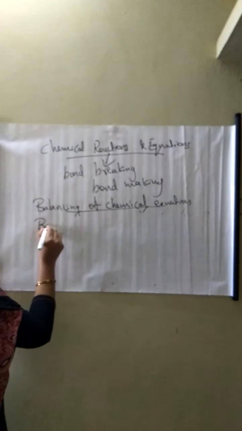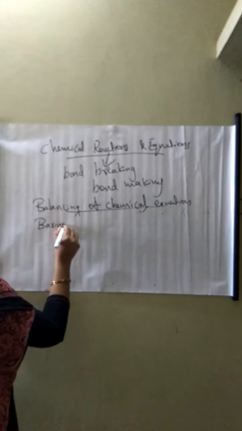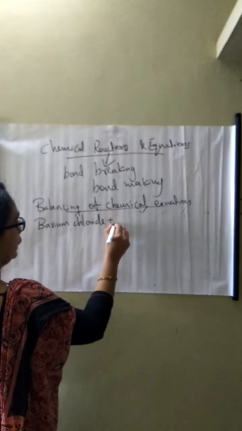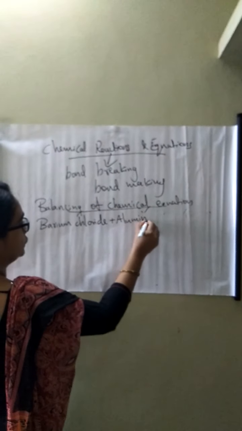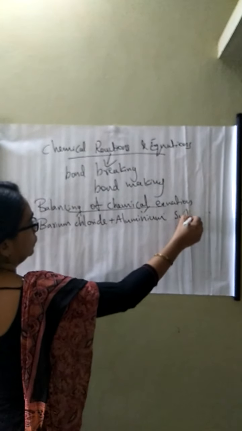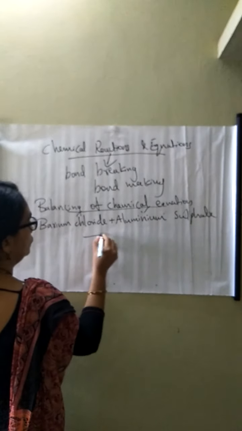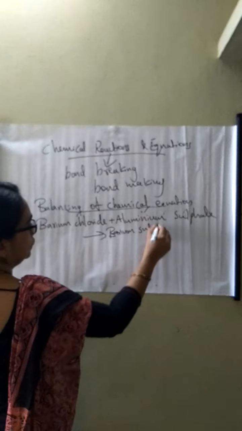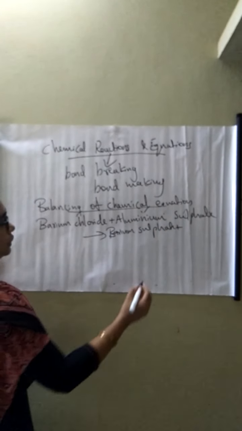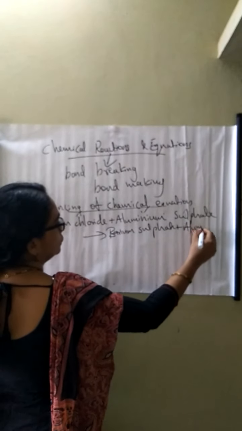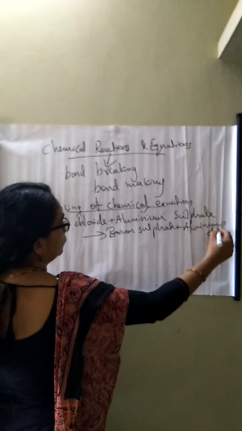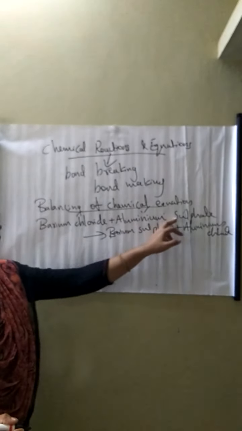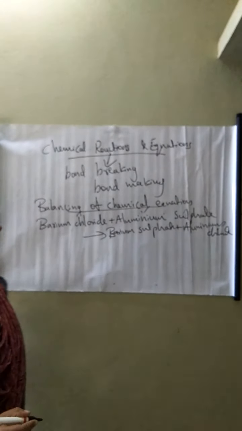Barium chloride reacts with, first I will write the word equation. Barium chloride reacts with aluminium sulfate to give barium sulfate plus aluminium chloride. It's a word equation. Barium chloride reacts with aluminium sulfate to form barium sulfate and aluminium chloride.